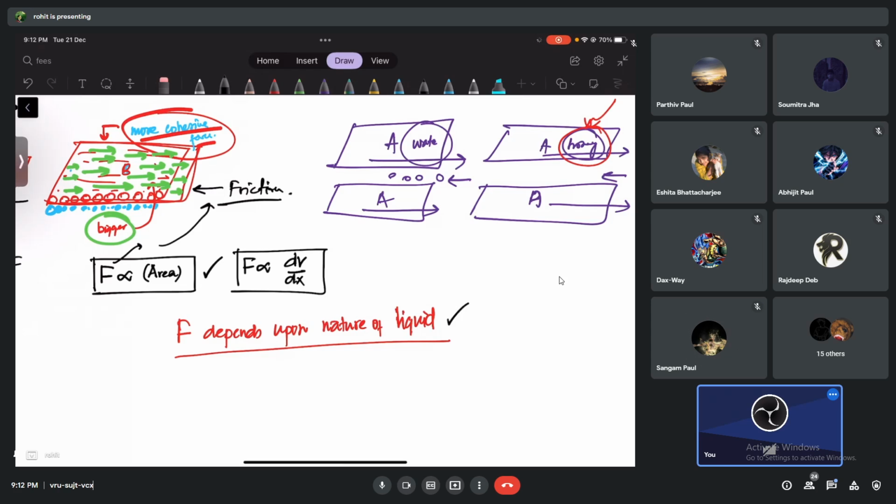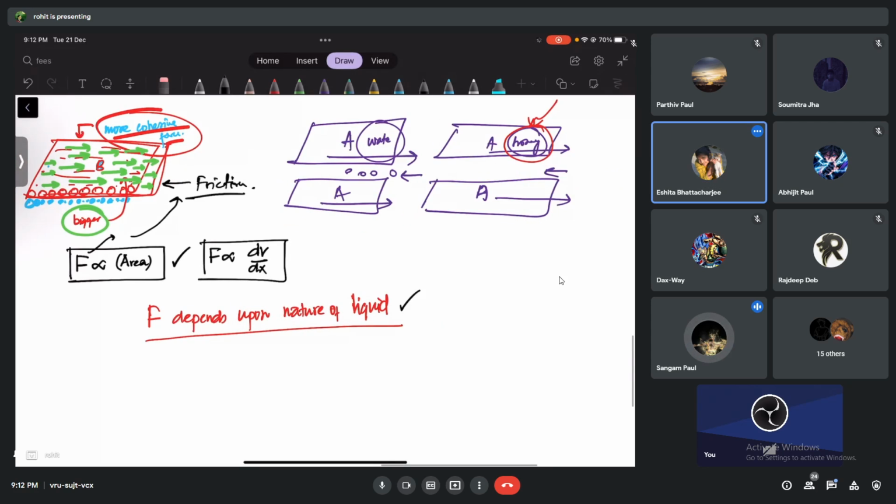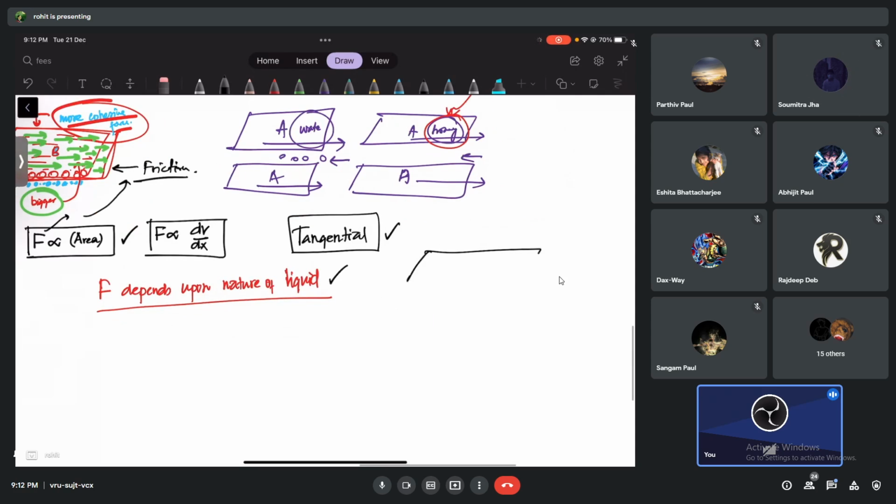What about the direction of this force, guys? What do you think? It's always opposing. The direction of this force is opposing. I have a word for that: we can call it tangential. Tangential, because this is the layer, the force will act in this direction and the layer wants to move in this direction.